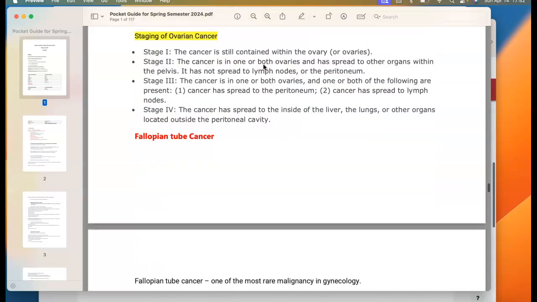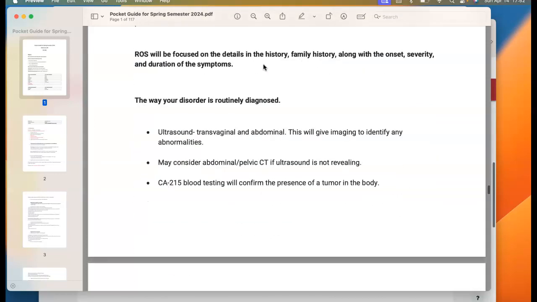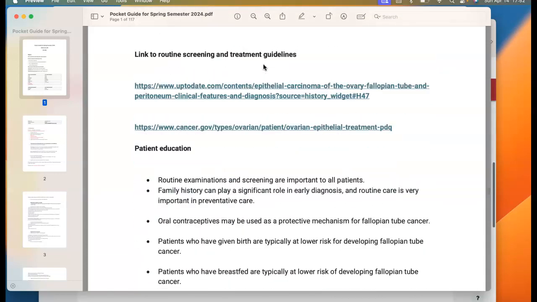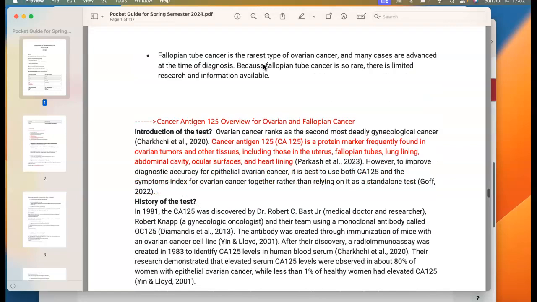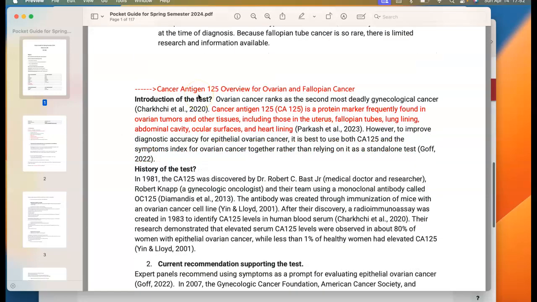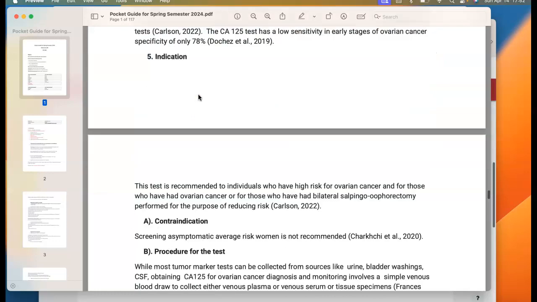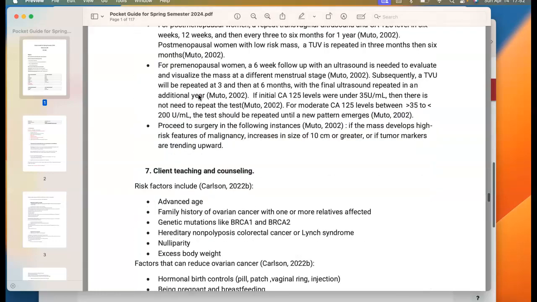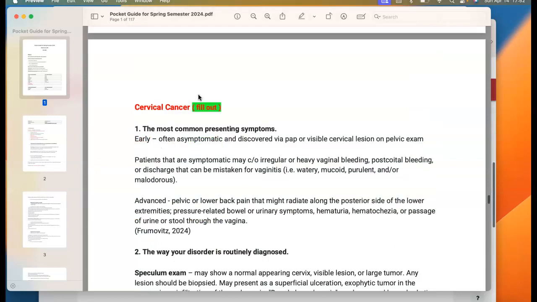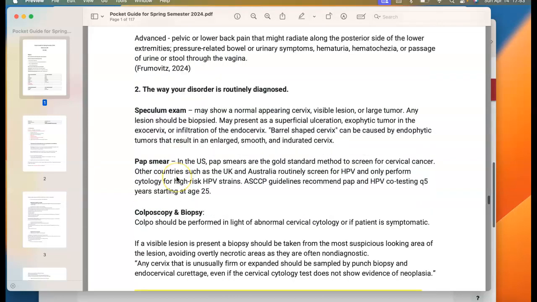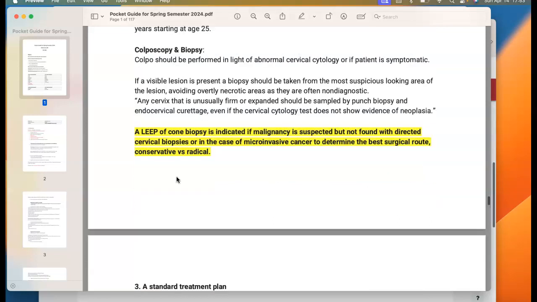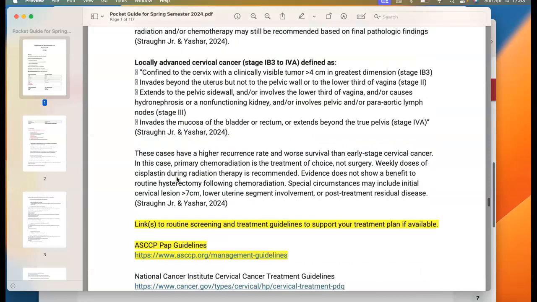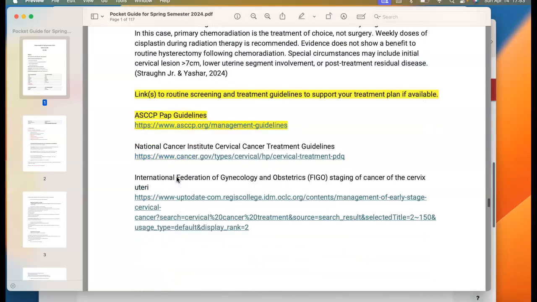And then the staging of ovarian cancer, and then I covered fallopian tube cancer and what you would look for, how you would diagnose it, education points, clinical pearls, and then more information in terms of cancer antigen 125 for ovarian and fallopian tube cancers. Let's see, more teaching provided on that, cervical cancer, and then I filled in more information about that, as well as colposcopies, biopsies, and LEEP procedures, standard treatment plans, links to routine standard treatment, and the ASCCP Pap guidelines.